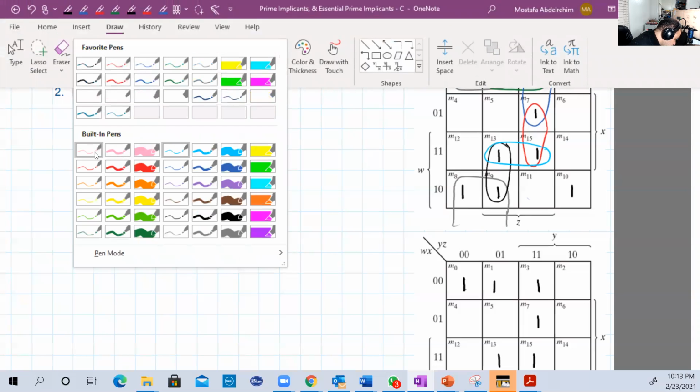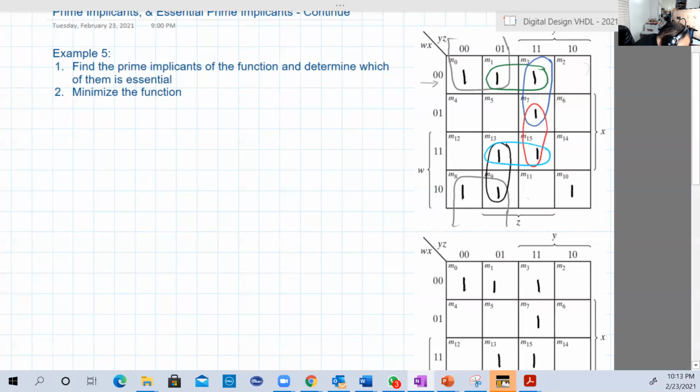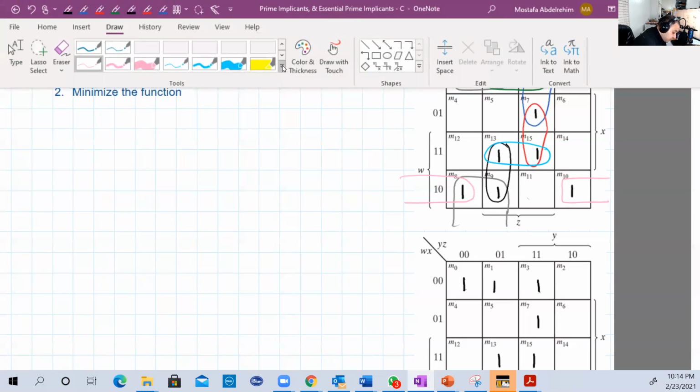I'm gonna take another color, for example this guy. So this one here is already contained in the gray, and it can be grouped with that one. Always take one, look at its adjacent, and remember the sides are foldable or also adjacent. Okay, that one here belongs to the gray and the black, and it has no other adjacent ones. Then the final one here only belongs to this pink color or prime implicant now, and it has no other adjacent ones. Okay, so now let's write what's essential, what's not essential.